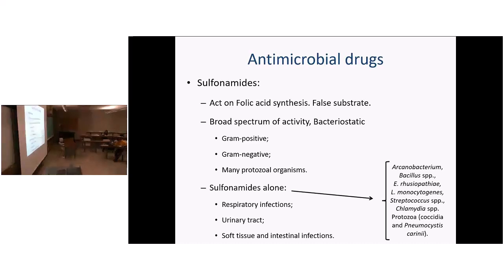So, for example, sulfonamides can be used for soft tissue, intestinal infections, urinary tract, and respiratory infections. The way you can take that drug and what organs it can treat tells you a lot about the absorption and the uptake of that molecule through all tissues.